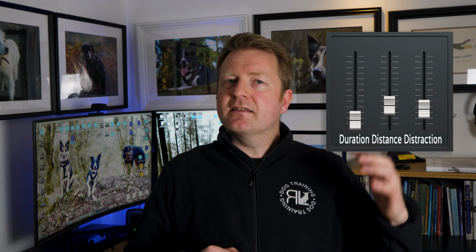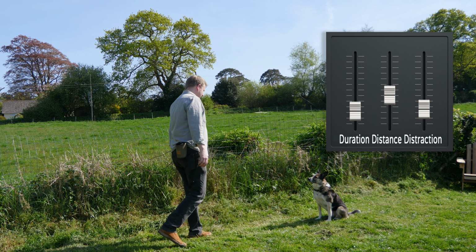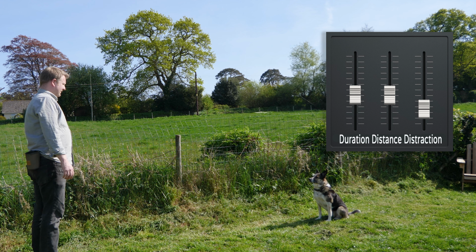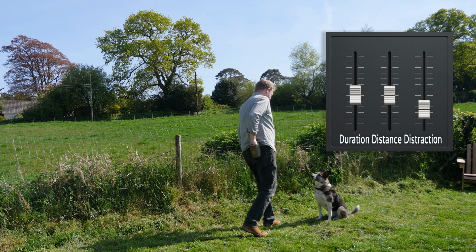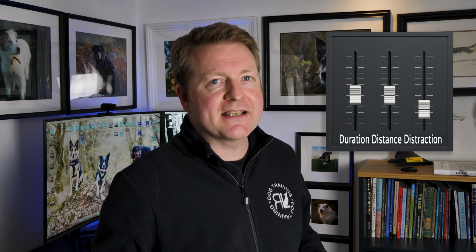Now I want you to take your time, build this up to 5 steps, and when you've reliably got 5 steps away, that's when I want you to start increasing that duration fader again. Raise that up. So take 5 steps back, stay there for 5 seconds, and then return to your dog. Good. Reward your dog. Great, so you've got your dog sat for 5 seconds at 5 paces. Brilliant. Now let's bring those faders down a bit, all the way to the bottom.